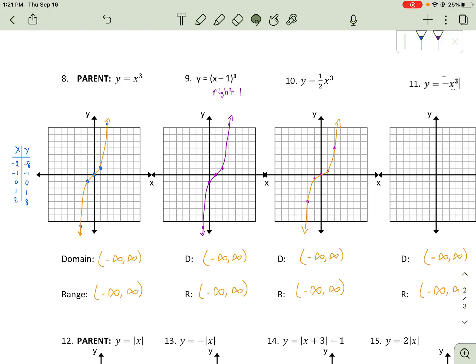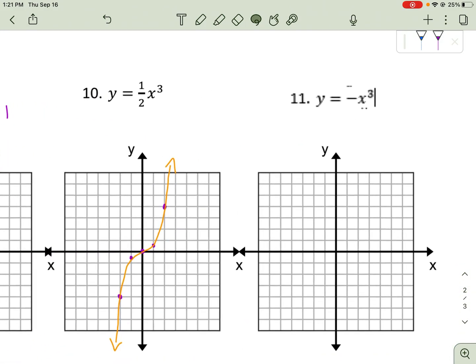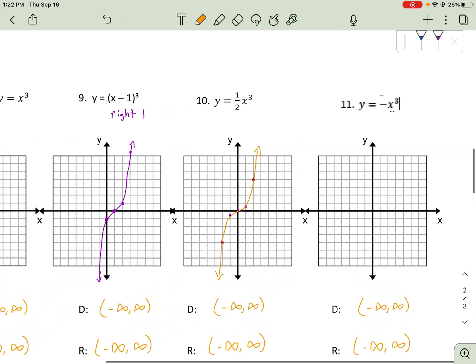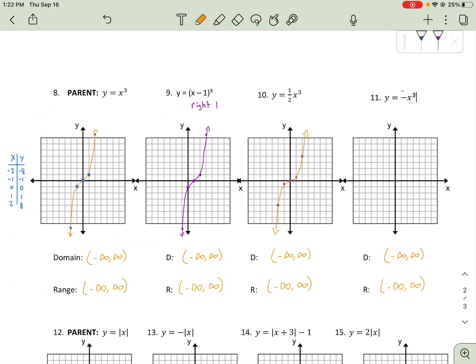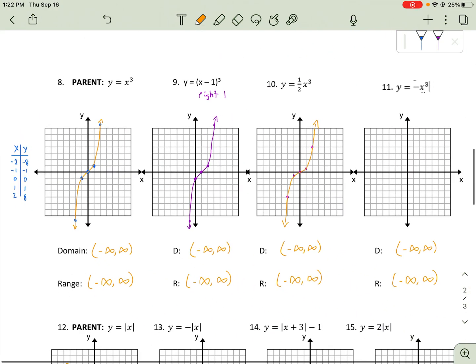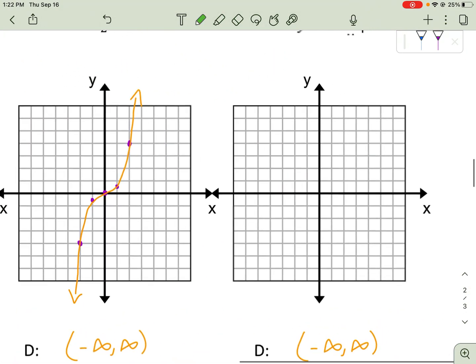And then this last one, sorry about this, I couldn't get rid of it, but it's just negative x cubed. And that just flips it upside down. So this one upside down, or you make all your negatives become positive and all your positives become negative is what happens to those values. So now we're at -2, +8, which goes off the grid a little bit. -1, +1, 0, 0. Then we'll have -1 and -8. So this graph goes like that.